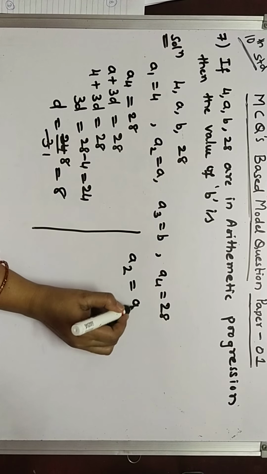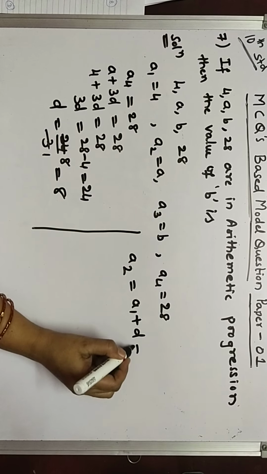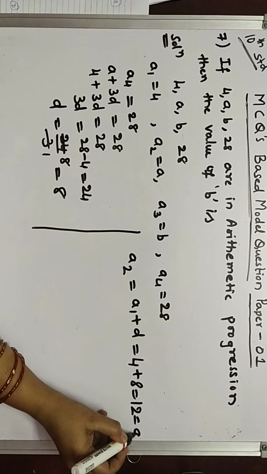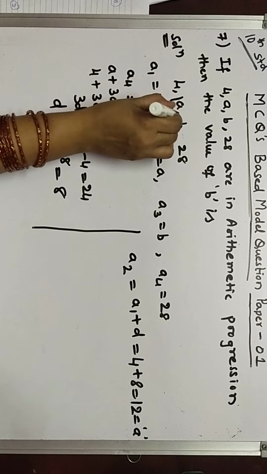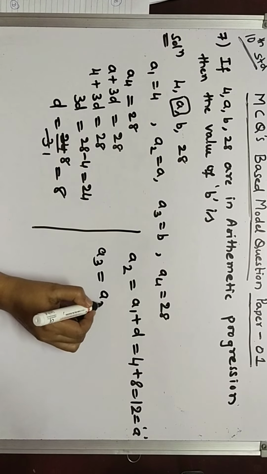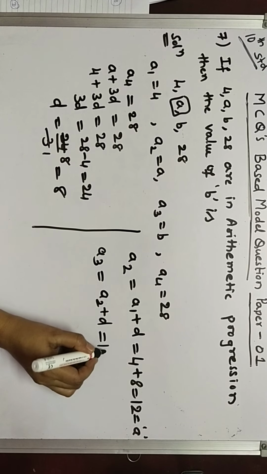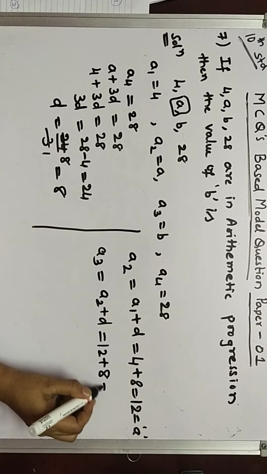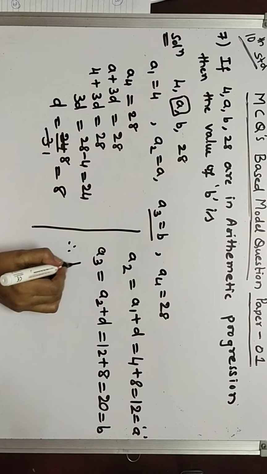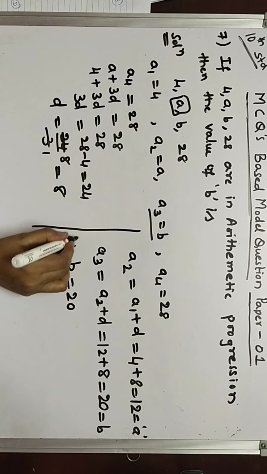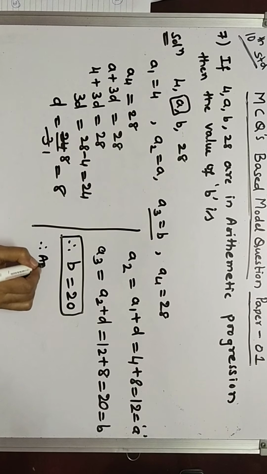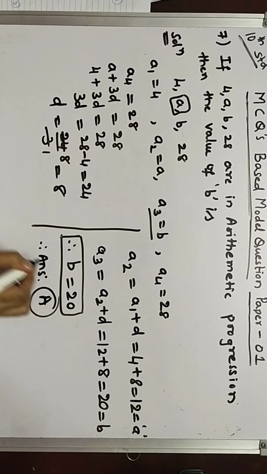Then A2 is equal to A1 plus d. A1 is 4, plus 8 is equal to 12. That is equal to A in the sequence. Yes. Next, A3 means A2 plus d. A2 is 12 plus d, which is 8. That is 20, which is equal to B. Therefore, the value of B is 20. That is option A. Answer A.